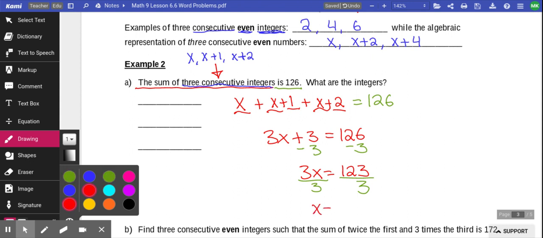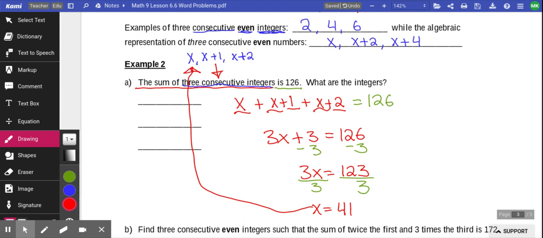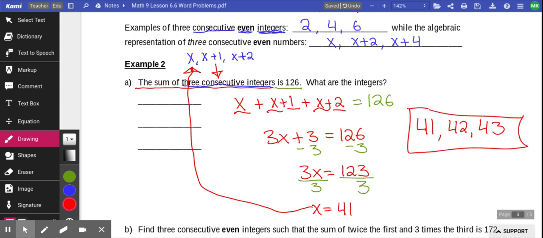So x equals 41. Now, that's not the answer, right? That just tells me what my first consecutive number was. To figure out the other ones, if they're consecutive, that means my answer is 41, then it's 42, then it's 43. That's my answer. The three numbers are 41, 42, 43.